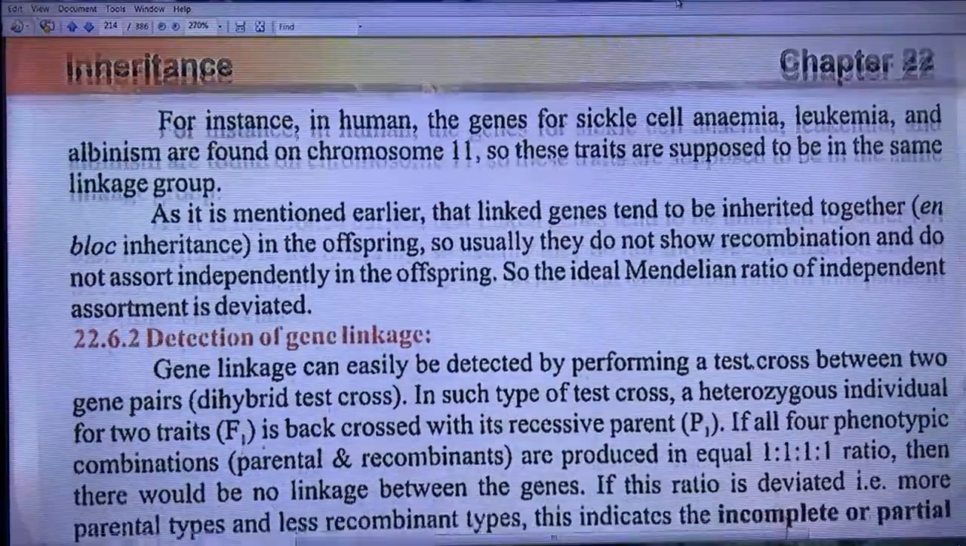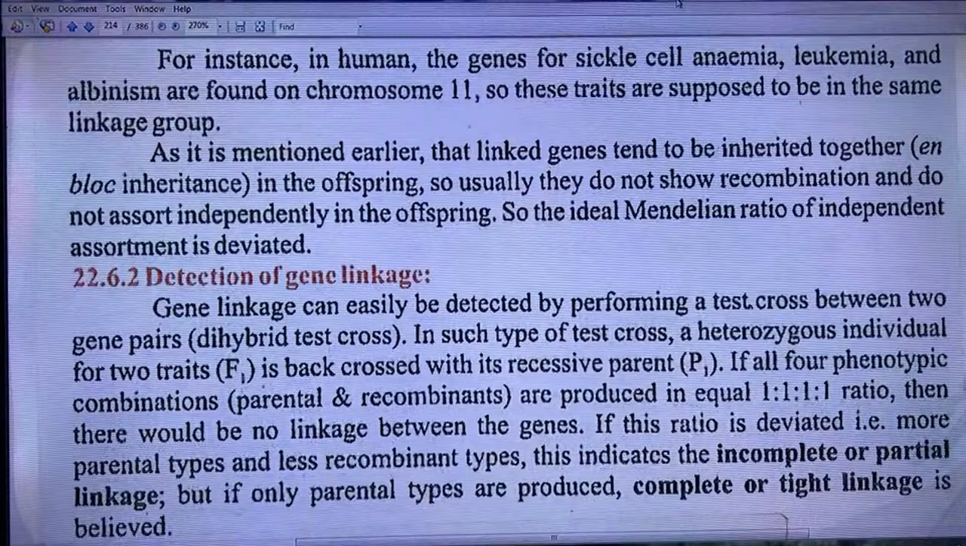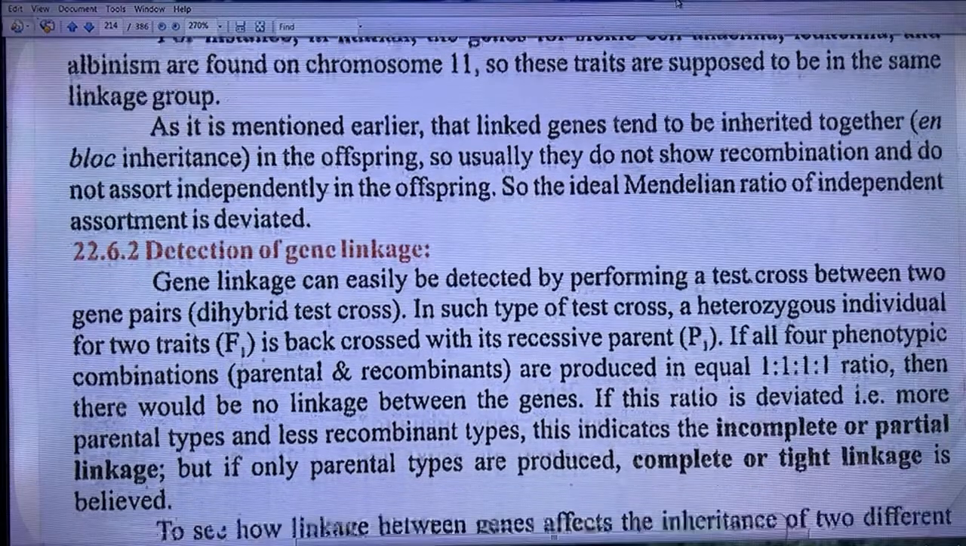For instance, in humans, the genes for sickle cell anemia, leukemia, and albinism are found on chromosome number 11. So these traits are supposed to be in the same linkage group. As mentioned earlier, linked genes tend to be inherited together in the offspring. So usually they do not show recombination and do not assort independently in the offspring. So the ideal Mendelian ratio of independent assortment is deviated.